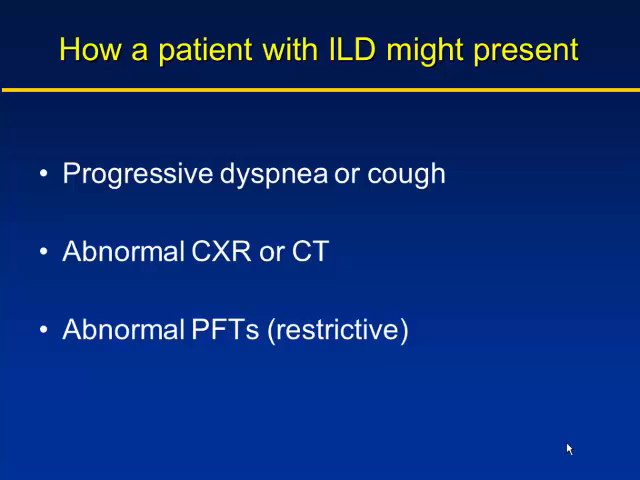And how a patient might present to you, either in clinic or inpatient consult, is really either symptomatic with progressive dyspnea or a cough. They may present to you with an abnormal chest X-ray or CT, or to a lesser extent, sometimes they may come in with abnormal PFTs. And that's how you start.